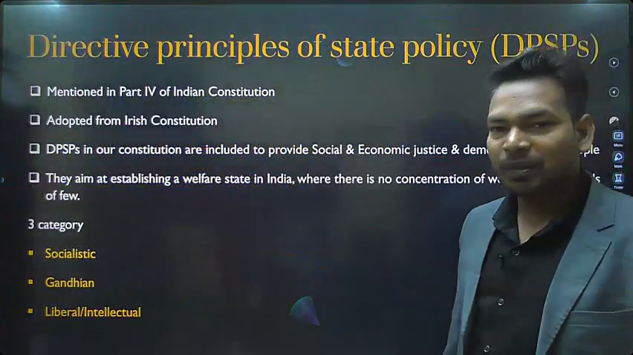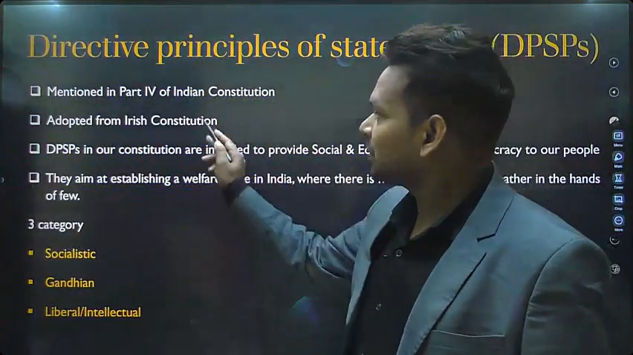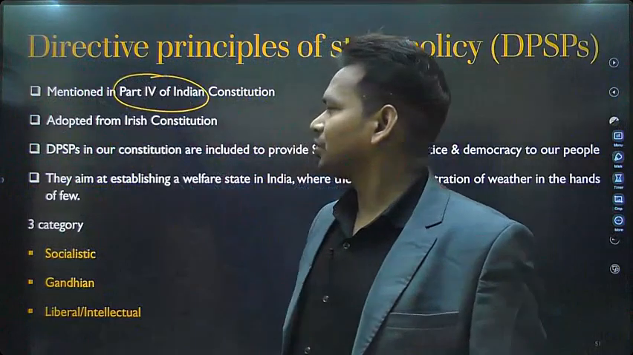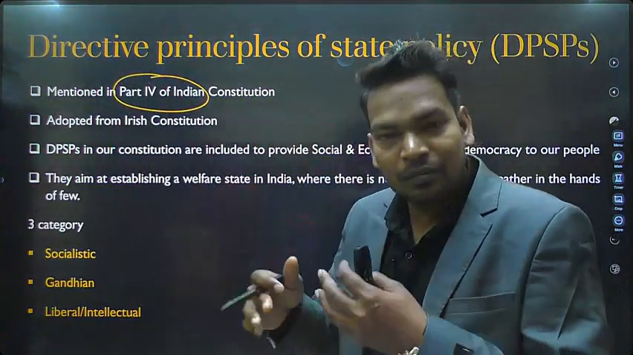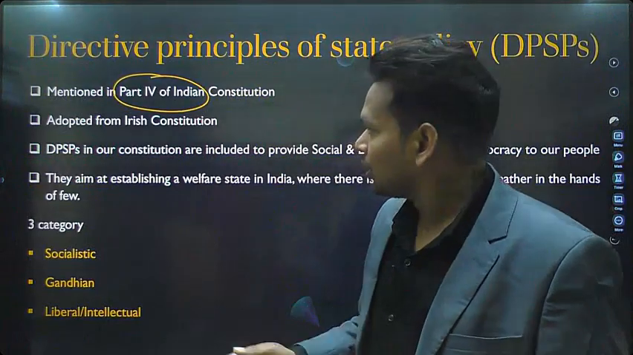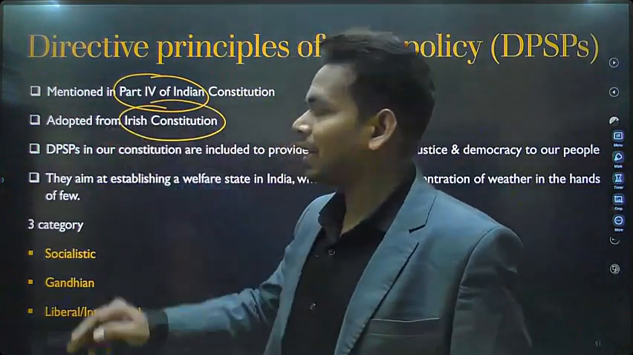Okay, now coming to DPSPs. So DPSPs are mentioned in Part 4 of the Indian Constitution. This concept has been taken from different constitutions of the world. So from the Irish Constitution, from Ireland.